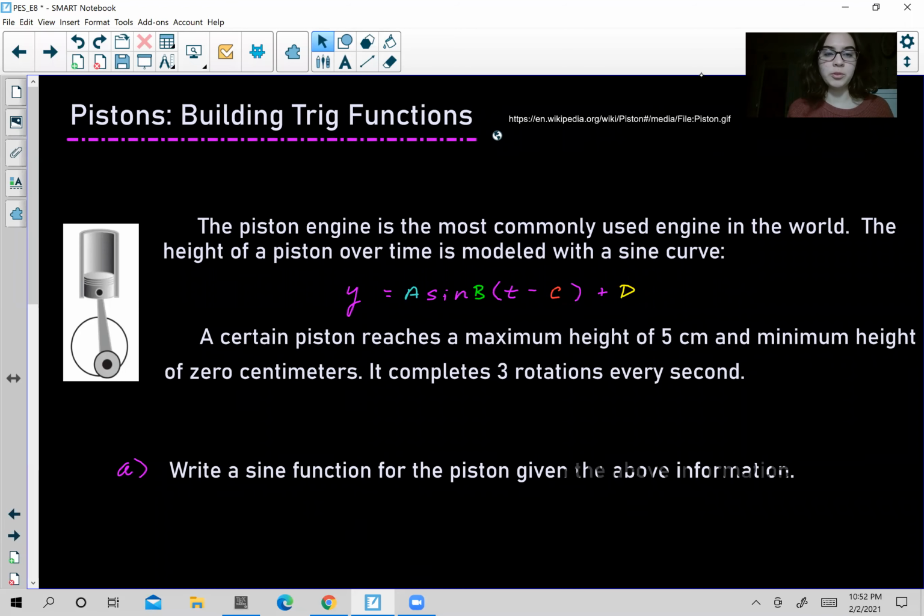In this example, we're going to be working with pistons. And before we get started, I want to show you a little bit about how these work. On the left here, you can see a picture of one, but it's more helpful to look at an animation. So I'm going to pull that up now.